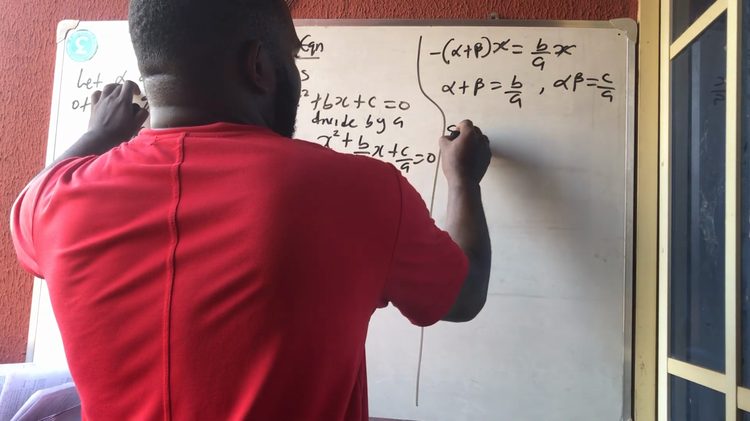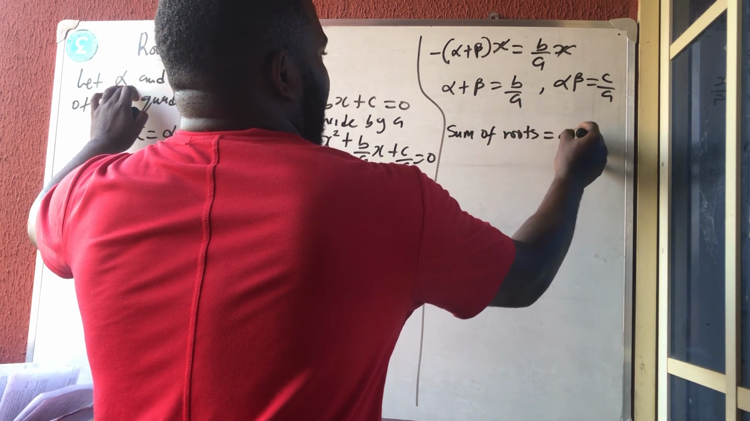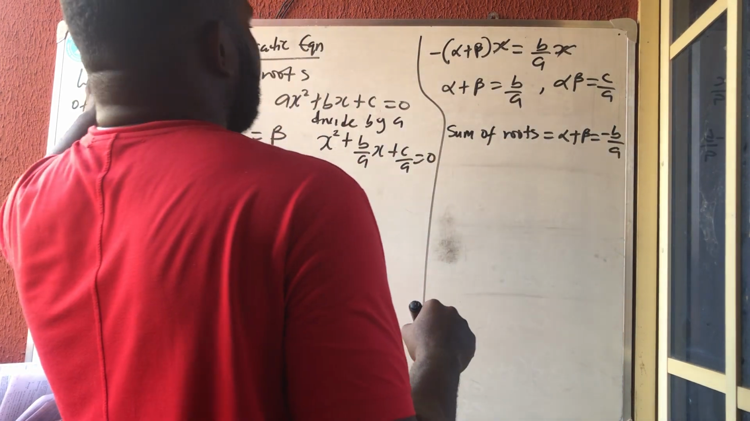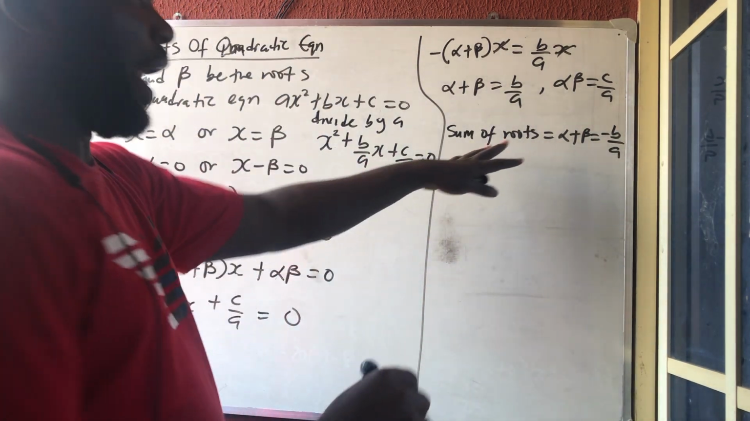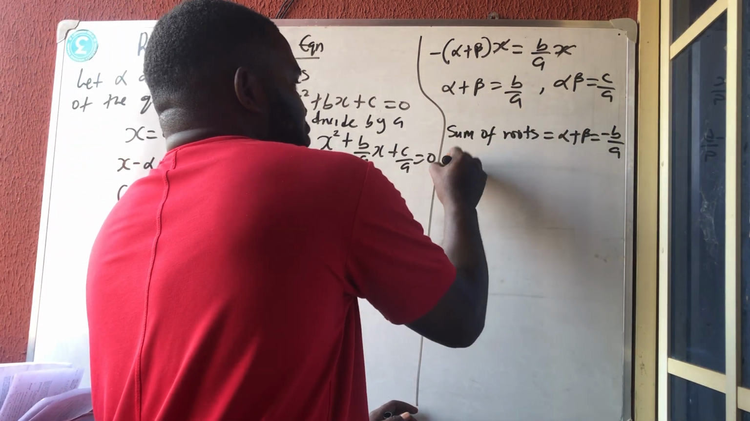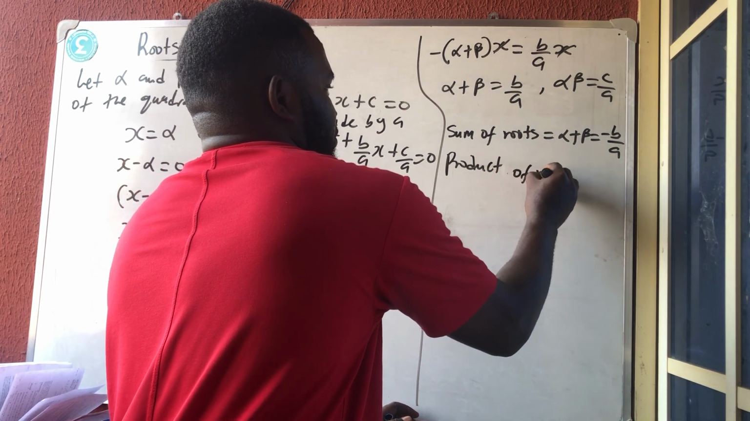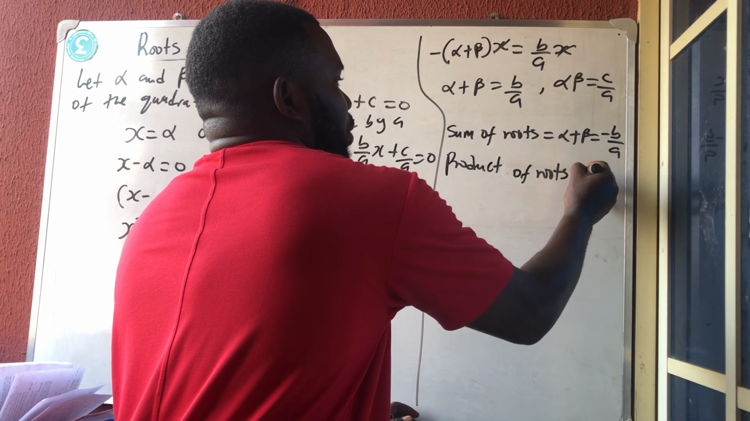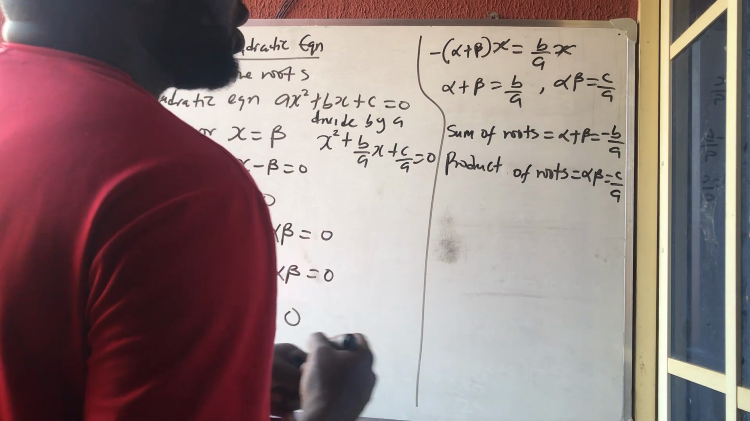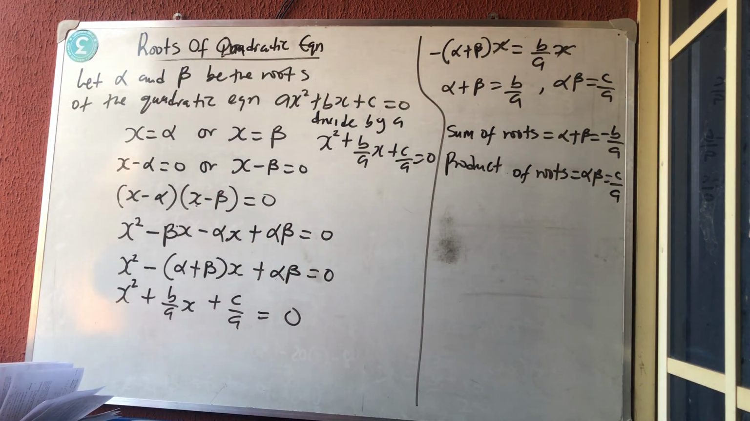Which means sum of roots, which is equal to alpha plus beta. The formula is minus b over a. Okay? You may not need all this derivation. Just know that alpha plus beta is equal to minus b over a, which is the sum of the roots. And product of the roots, product means to multiply, which is alpha beta, gave me c over a. Please, these are the two most important things you need in this topic of roots of a quadratic equation.